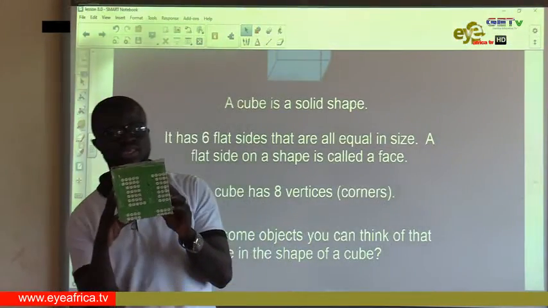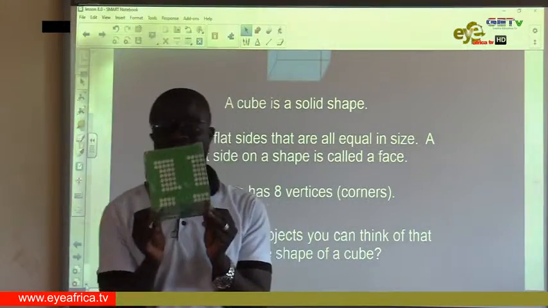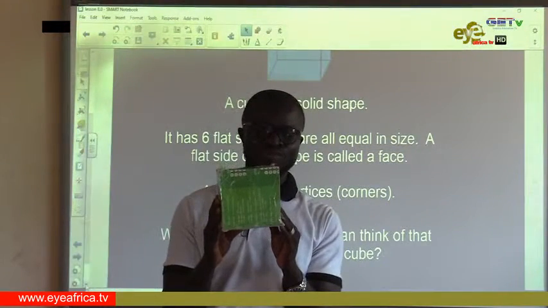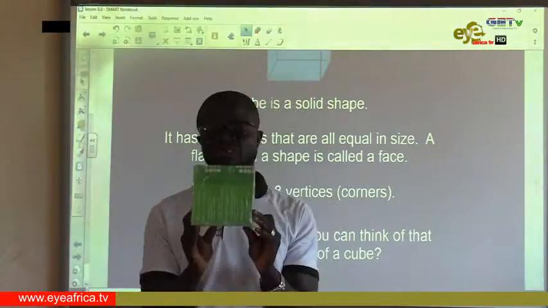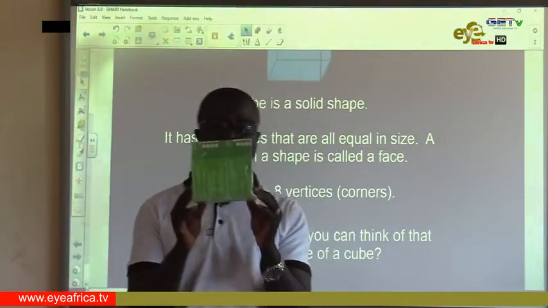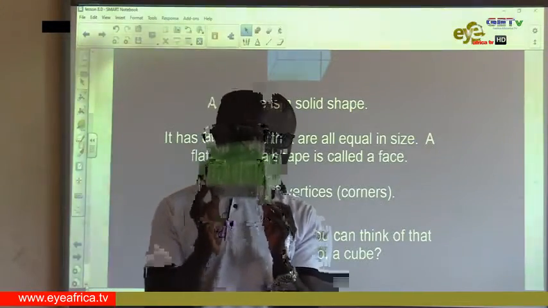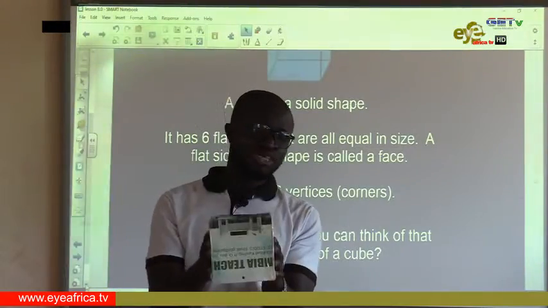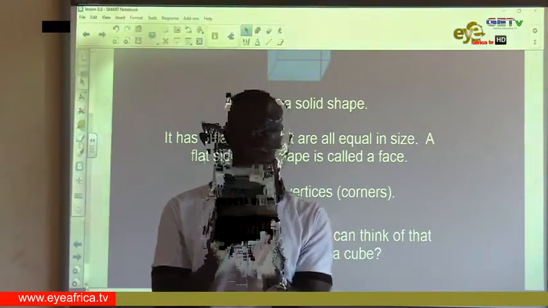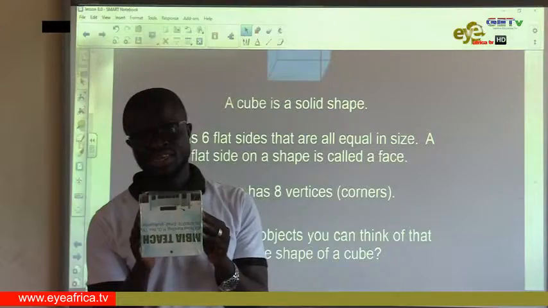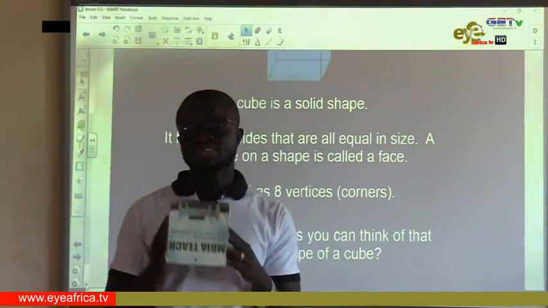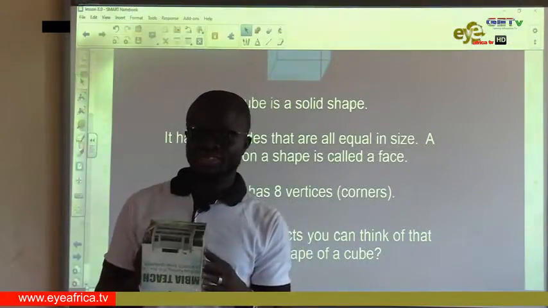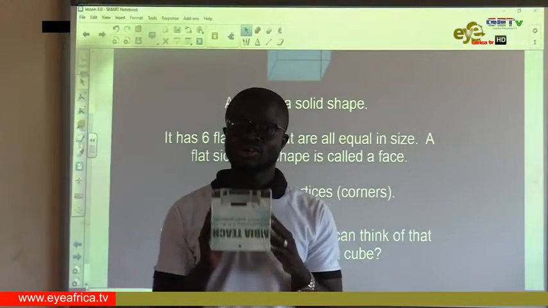This is a box, and the box I have in my hand is a cube. Now this is an example of a cube. Remember we said a cube is a solid object or a solid shape. So if we look at the parts that are used to build up this object, obviously we can say it is a solid object. Among the properties again, we said that it has 6 sides or 6 faces.